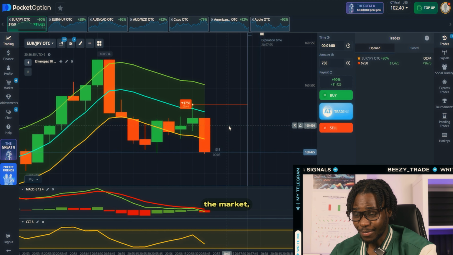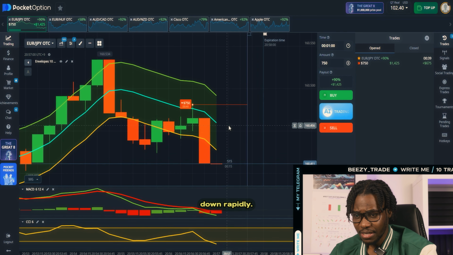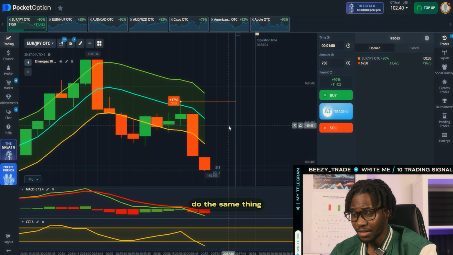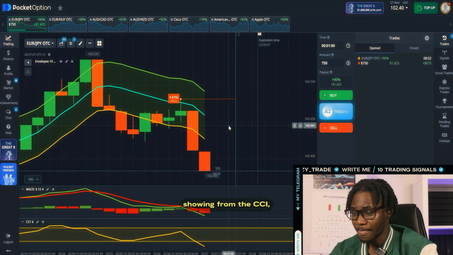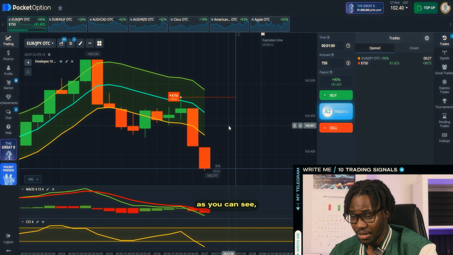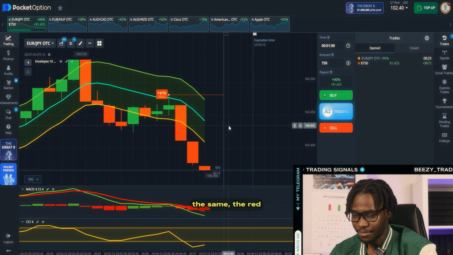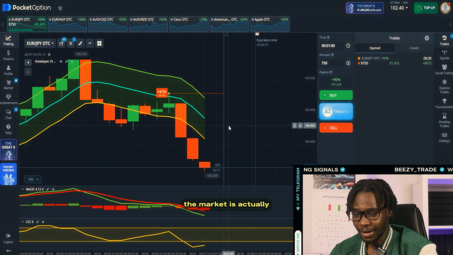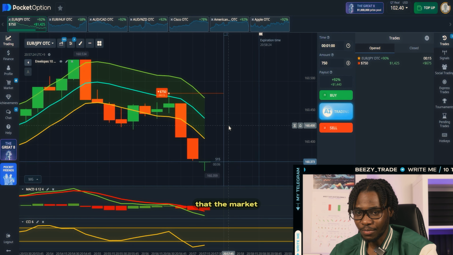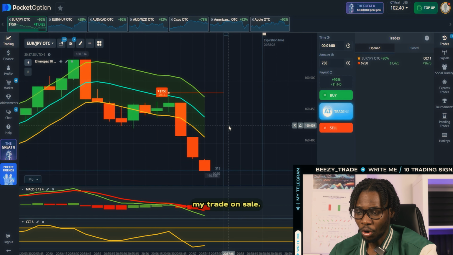But at least this time, the market, as you can see, is actually going down, and it's going down really rapidly. So we can just wait, and we still have some more time. You can also do the same thing as well. As you can see from these indicators, how they're showing: the CCI is showing that the market is going down, as you can see from the yellow line. And the MACD is also showing the same, the red and the green line. They're all showing that the market is going down, which was a sign for me that the market would continue going down. That's why I placed my trade on sale.